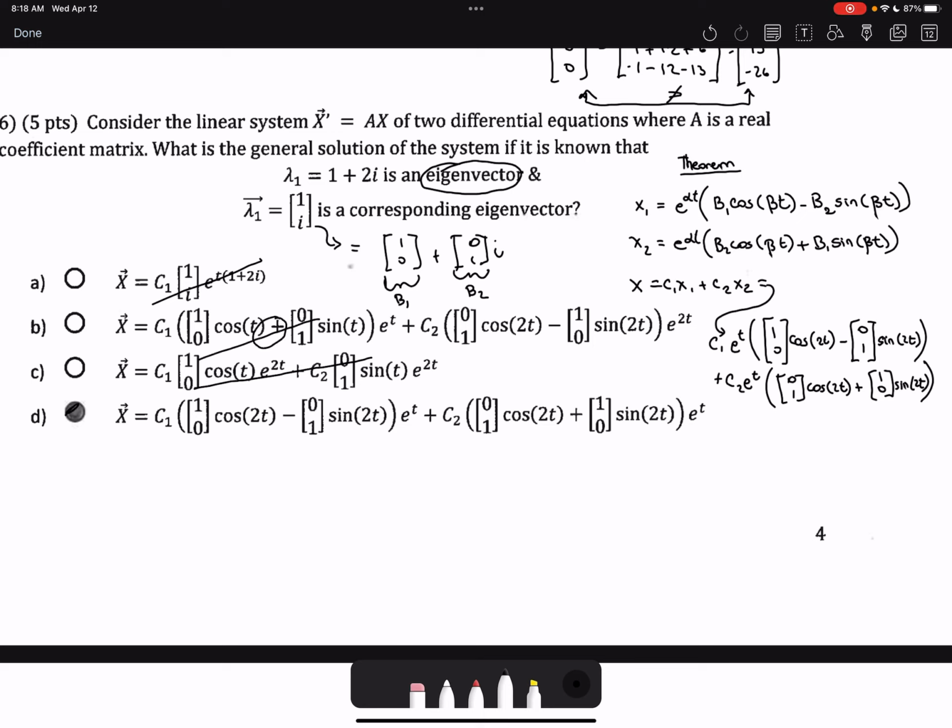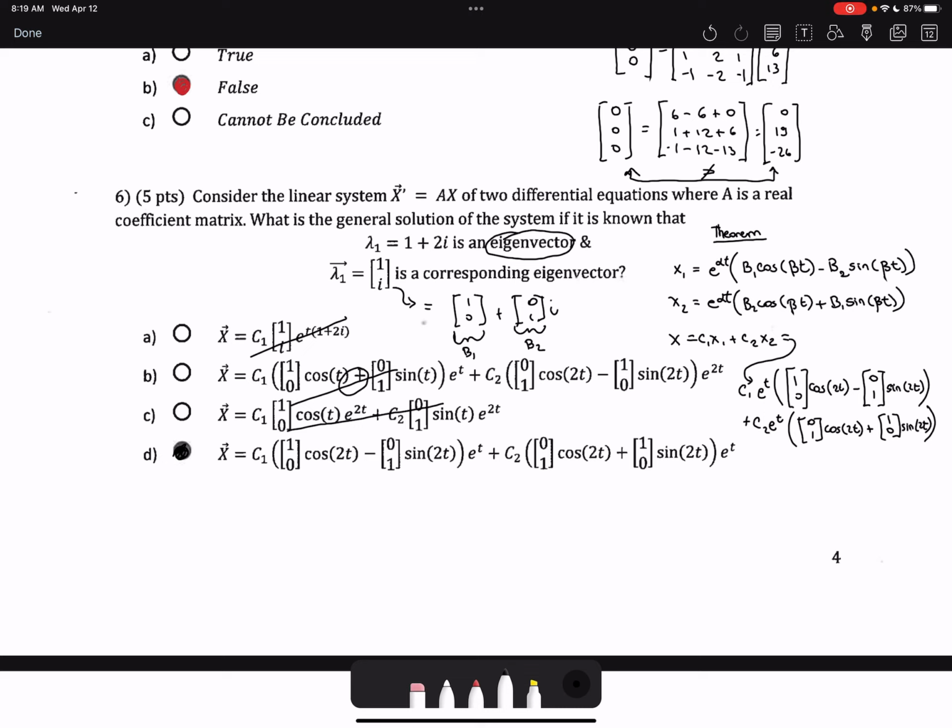All right, I'm sorry for this little mistake here. Don't do it on the test. Make sure you have e to the alpha t, and make sure you add your constants here, and you don't get mixed up which b1 and b2 are.